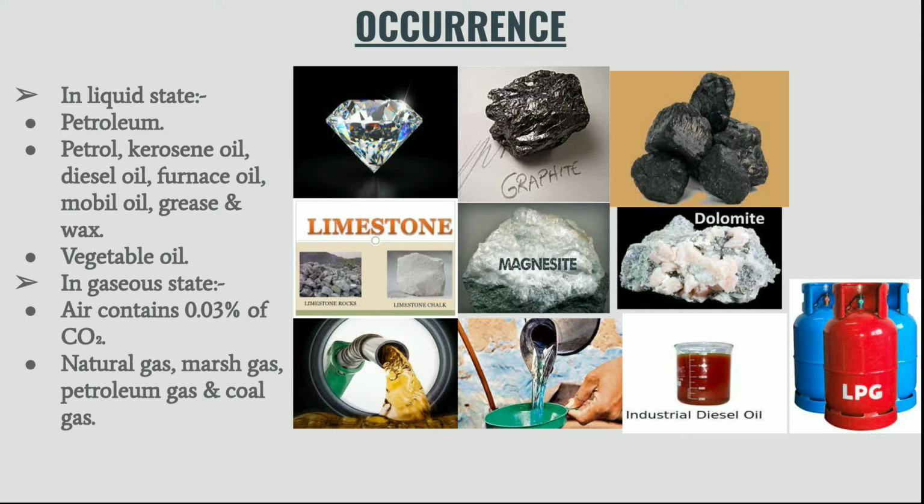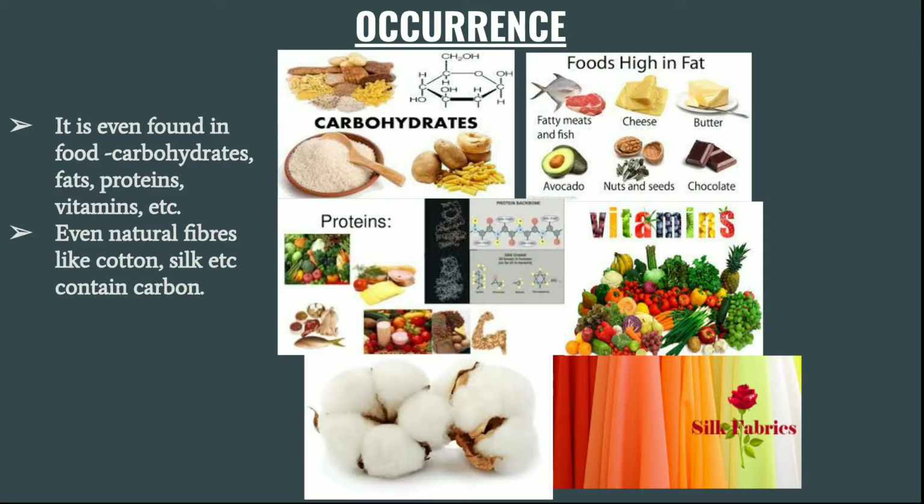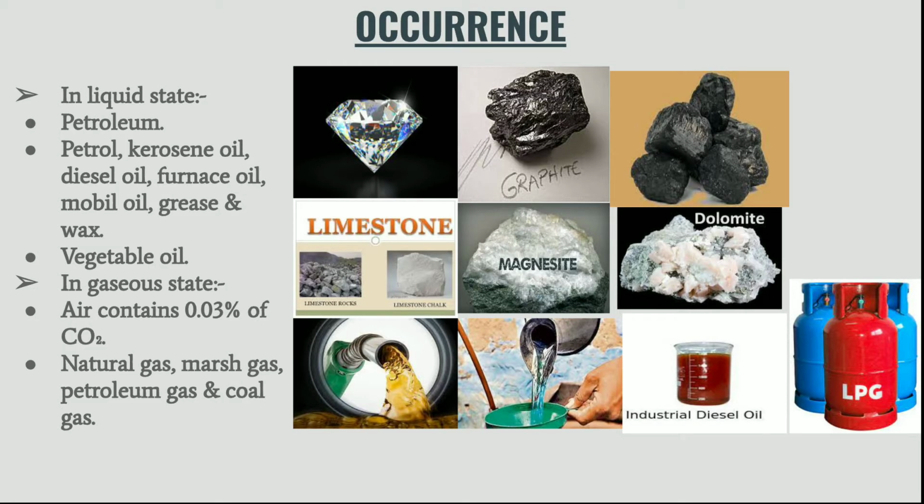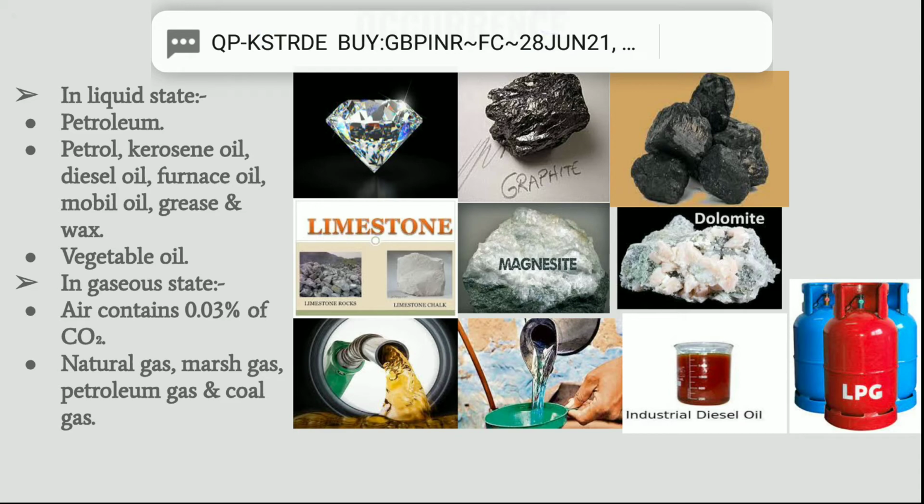See, this is a picture of diamond. First one is diamond, this is graphite, then this is the coal. Then we come to the picture of limestone, this is magnesite, this is dolomite.